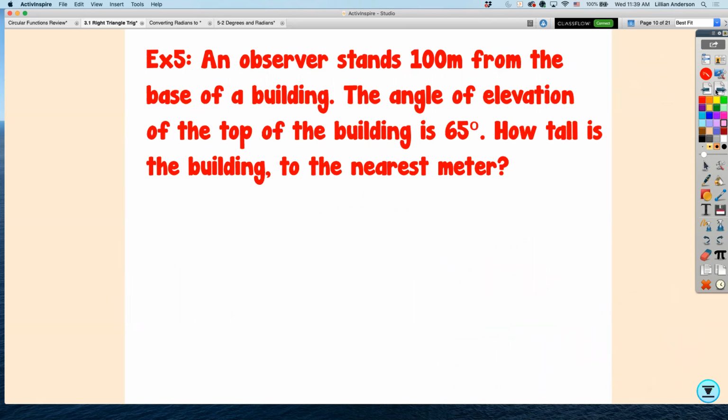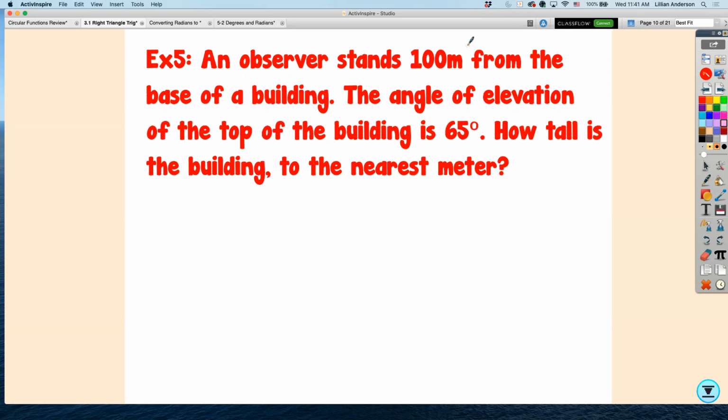All right, last one we're going to do for the day. It is a word problem. An observer stands 100 meters from the base of a building. The angle of elevation to the top of the building is 65 degrees. How tall is the building to the nearest meter? A picture would be good here, right? Yeah, definitely.